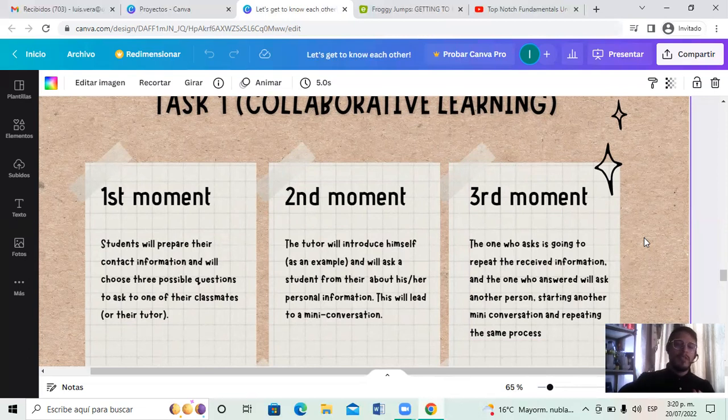Yo repito esta información. Y quien me respondió va a preguntar a otro compañero de clase generando una nueva mini conversación y repitiendo el proceso, ¿ok? Lo vamos a llevar de esta manera hasta que hayamos abordado, bueno, la mayor cantidad de participantes en el curso.